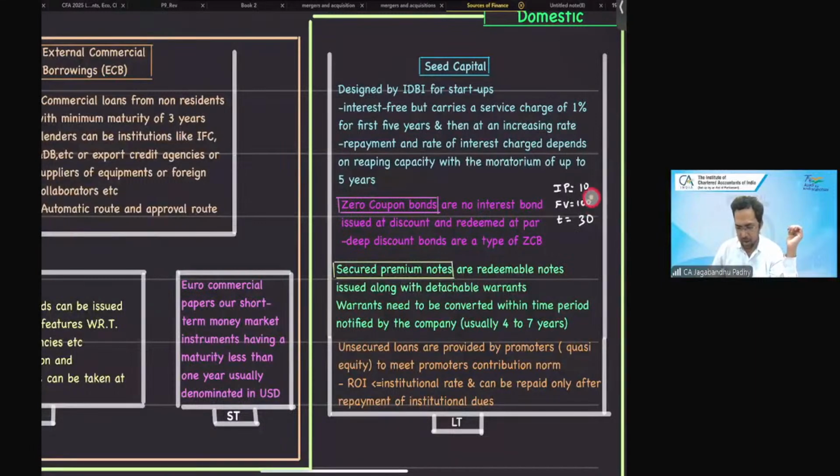Can you see there is a heavy amount of discount over here? Look at the difference, 10 to 100. 90 is the discount. So that is where we say it's a deep discount bond. Got it? So it's a zero coupon bond, but whenever you have a heavy amount of discount with a longer tenure, those are called deep discount bonds.